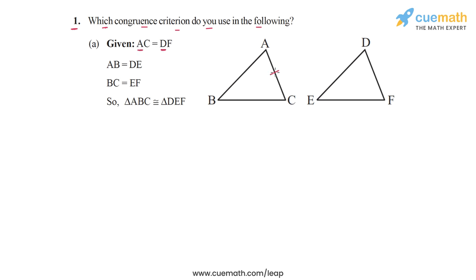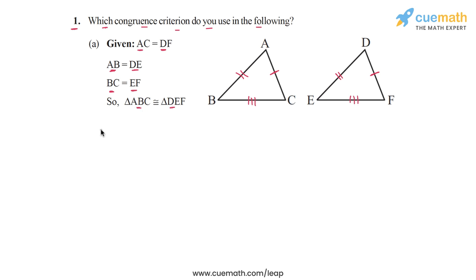So let me mark this. AC is equal to DF. Then AB is equal to DE. So AB is equal to DE. And then BC is equal to EF. So BC is equal to EF. And so triangle ABC is congruent to triangle DEF.